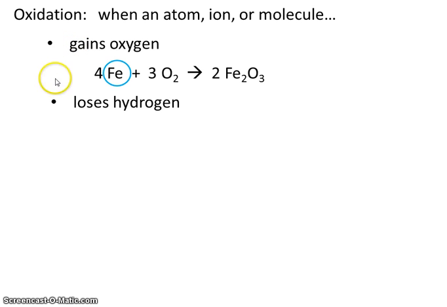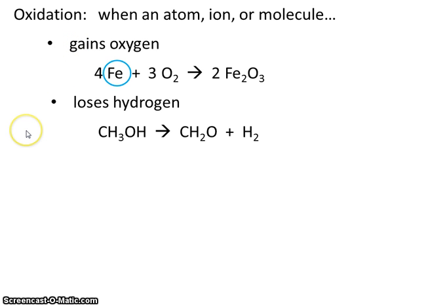If an atom, ion, or molecule loses hydrogen, so here we have methanol, or wood alcohol. You can see that it has 4 hydrogens, and is turning into this product here, which only has 2 hydrogens. So methanol has lost hydrogen, so methanol has been oxidized.